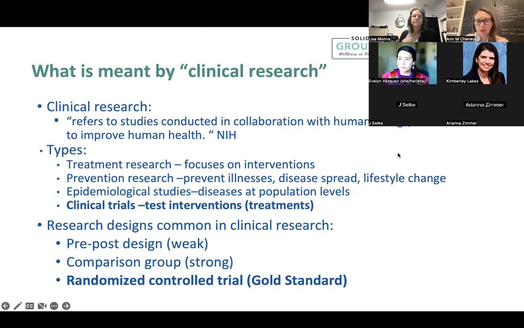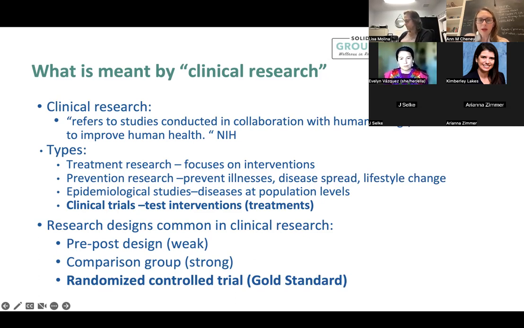There are many different types of clinical research. FDA indicates that some of the types of clinical research that they define include treatment research. So this focuses on interventions, prevention research, focus on preventing illnesses, disease spread, lifestyle change, epidemiological studies. This looks at diseases often at a population level. And then there's clinical trials. Clinical trials are intended to test interventions or treatments.